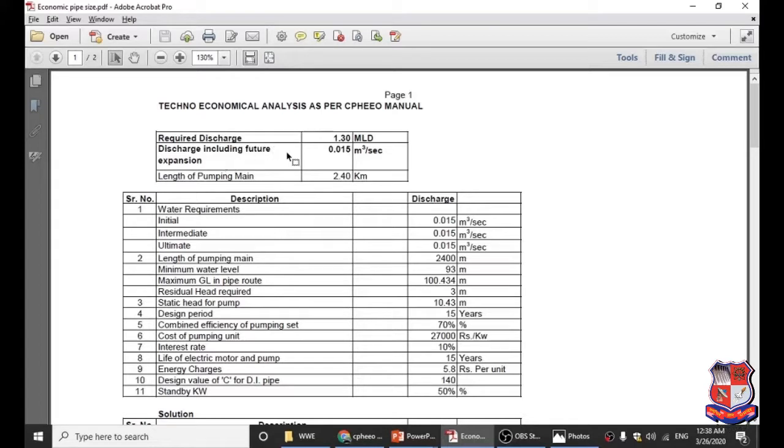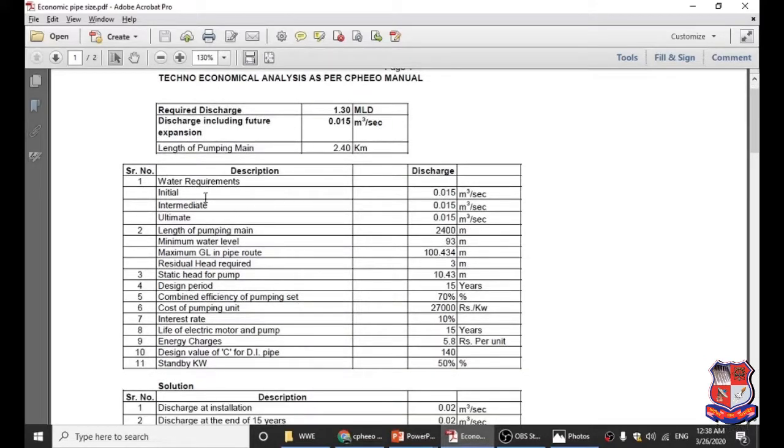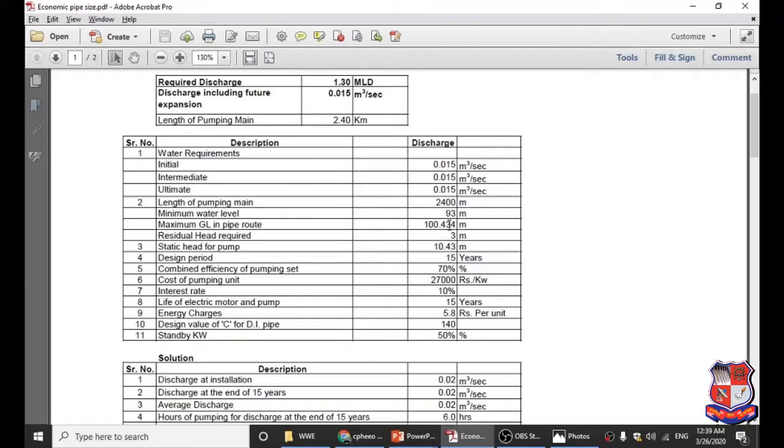So here it is given that required discharge is 1.3 MLD and total length of the pumping main is 2.4 kilometer. I'm not going to explain each and everything in this techno-economical analysis. You can go through the CPHEO water supply and treatment manual, and a very good explanation is given in the manual. So water requirement is 0.015 meter cube per second. Intermediate and ultimate are the same, and many times intermediate and ultimate demand may be different. So length of pumping main is 2.4 kilometer.